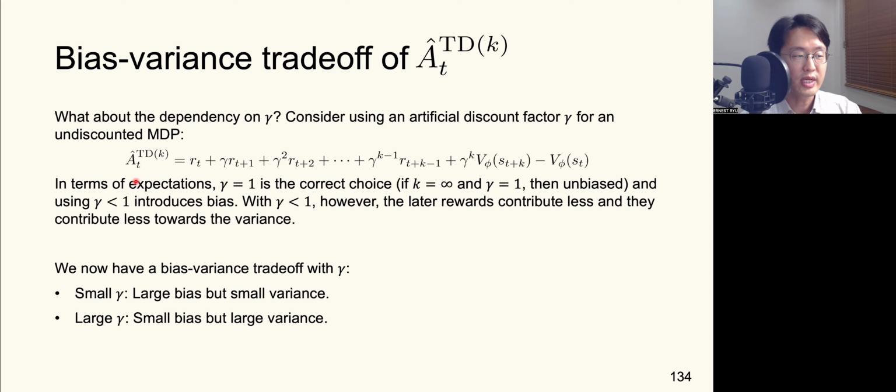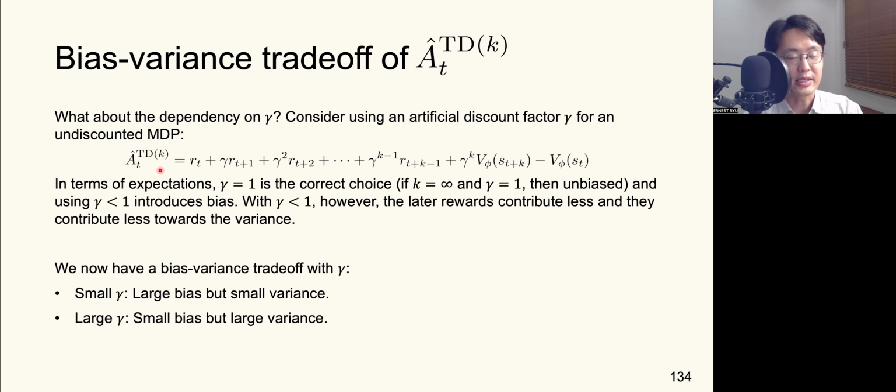Okay, so now in choosing our TD advantage estimate, we have two hyperparameters to choose. One is the artificial discount factor gamma, and the other is the TD step K. For gamma and K, we mapped out the bias-variance trade-off in this choice. Gamma is a nice parameter. It's a continuous variable, so we can tune it to be whatever we want.